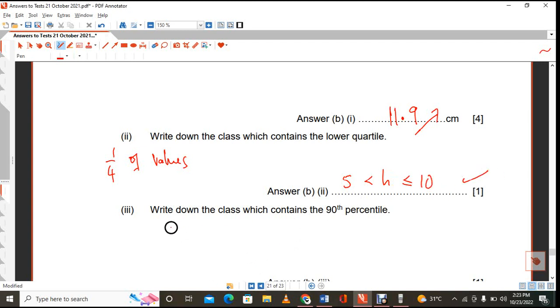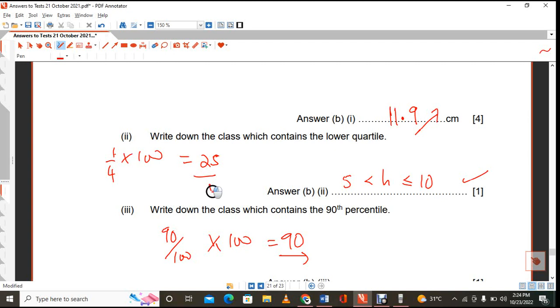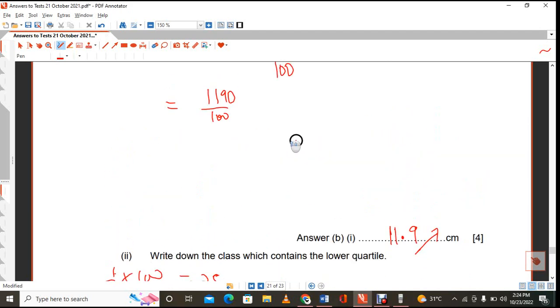The 90%, so you just say 90% of the plants, which is 100. Well, that's going to give you 90. So again, with this one you could say 1/4 of 100, so you get 25, and then you go to your table. Here also we'll go to our table to see, as we're adding our frequencies, where will 90 be? All right, so let's go see.